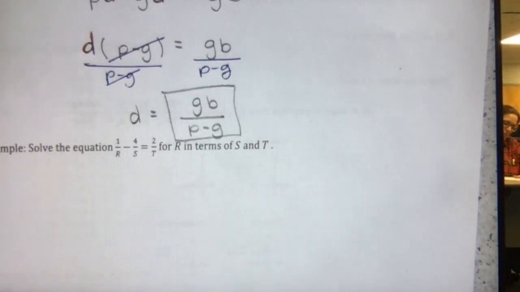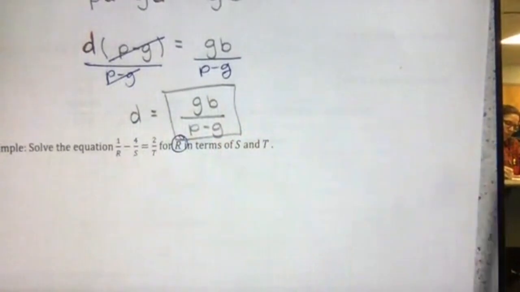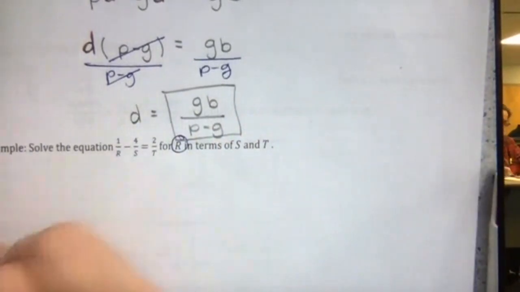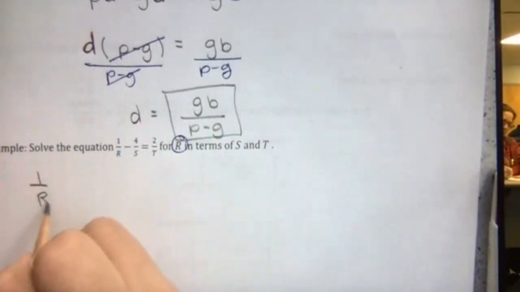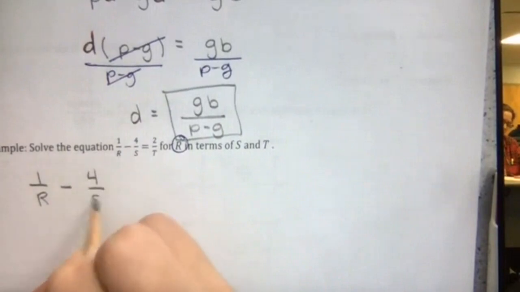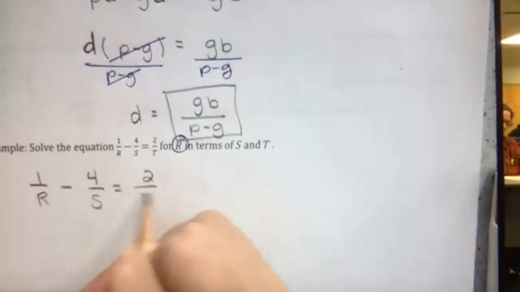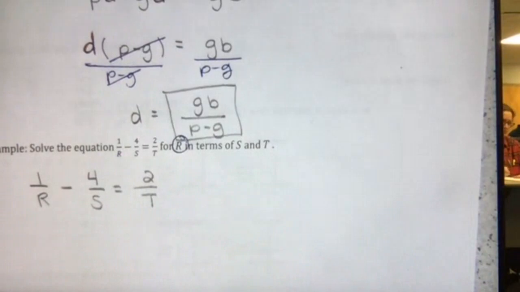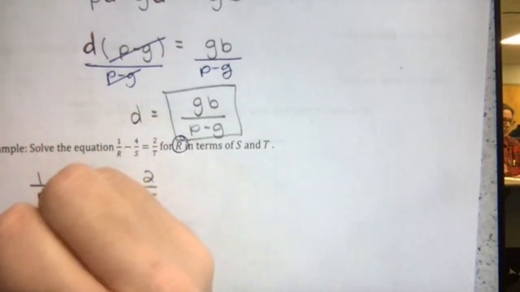Ready for another one? So if we had to solve the equation 1 over R minus 4 over S equals 2 over T. We're going to solve for R, so trying to get R by itself. I just want to rewrite it so I have more room. So 1 over R minus 4 over S equals 2 over T. We're trying to get R by itself.